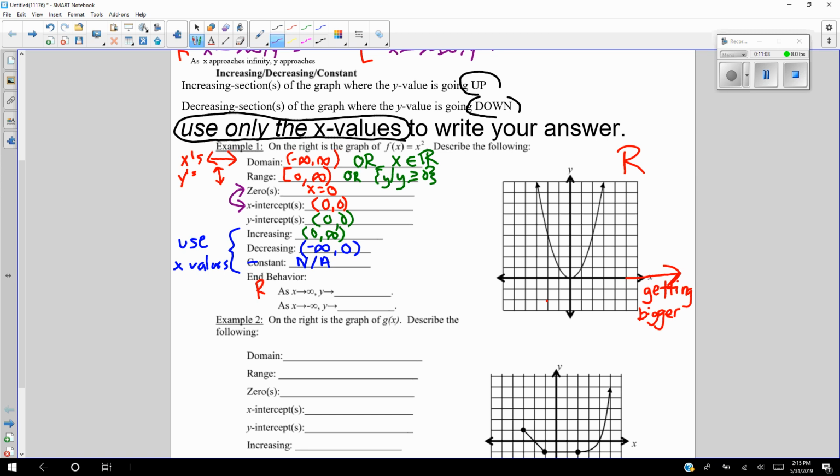So when it says end behavior, as x approaches infinity, what is y approaching? So as we look at that right arrow, is it going up or down? The right arrow is going up forever, so y is approaching positive infinity. The other end then has to be the left end. X approaches negative infinity means x is getting smaller. So if we look at that left arrow, is it going up or down? It's also going up.